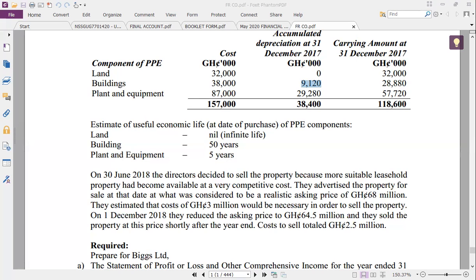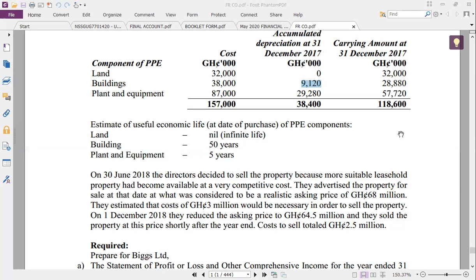The fair value. Good. So 6,500. Good. So the current amount of the assets at the date of classification is 6,500. 6,500. Good. So basically, that is it.